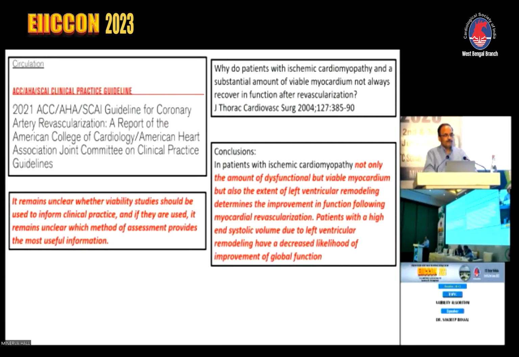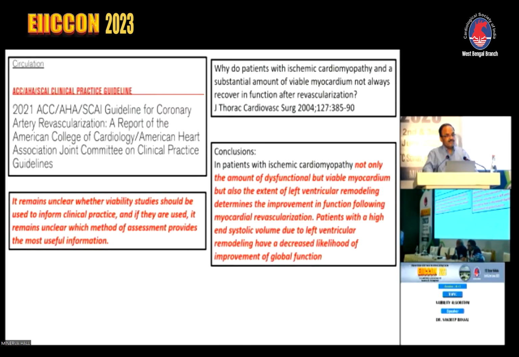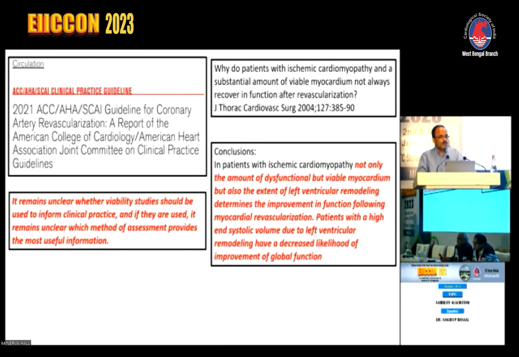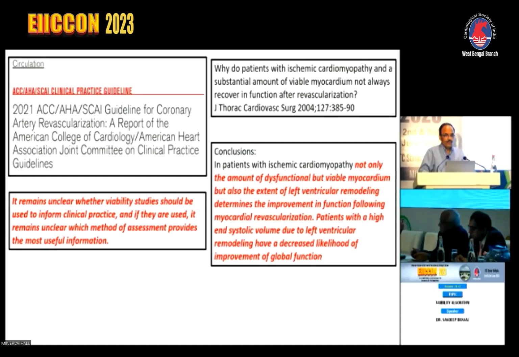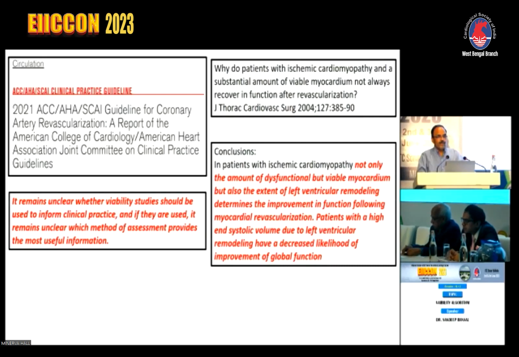The 2021 AHA-ACC guidelines for coronary artery revascularization state it remains unclear whether viability studies should be used to inform clinical practice. And if they are used, it remains unclear which should be used. There is a paper published in the Journal of Thoracic and Cardiovascular Surgery, which tells you that it is not just the amount of dysfunctional but viable myocardium, but also the left ventricular volume, which is important.